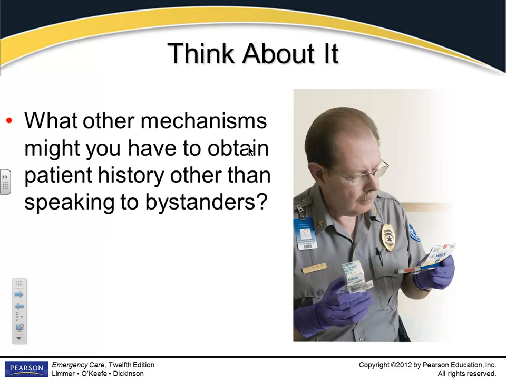What other mechanisms might you have to obtain patient history other than speaking to bystanders? How else can you get information? A driver's license may tell them what? Their name, their address. Yeah, you may have an ID, a medical alert bracelet, and maybe on your ankle. What else? What, from the driver's license? Age is important.